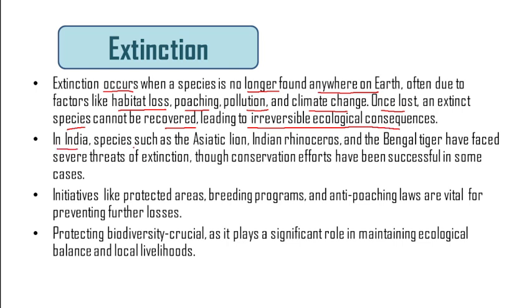In India, subspecies such as the Asiatic lion, Indian rhinoceros, and the Bengal tiger have faced severe threats of extinction, though conservation efforts have been successful in some cases. Initiatives like protected areas, breeding programs, and anti-poaching laws are vital for preventing further losses. Protecting biodiversity is very crucial as it plays a significant role in maintaining ecological balance and local livelihoods.